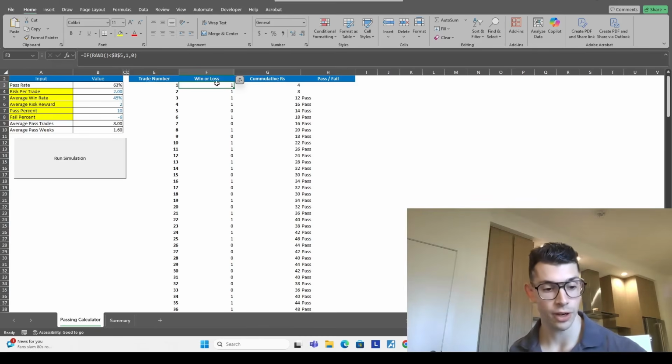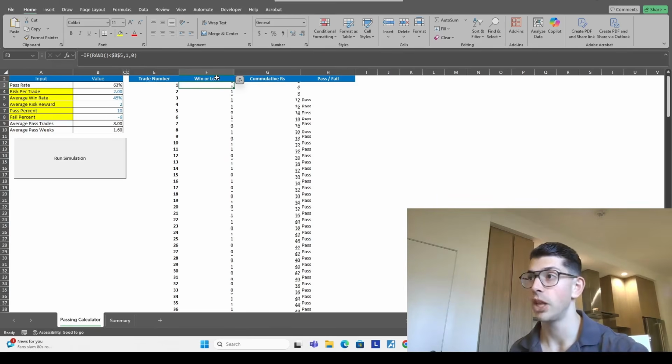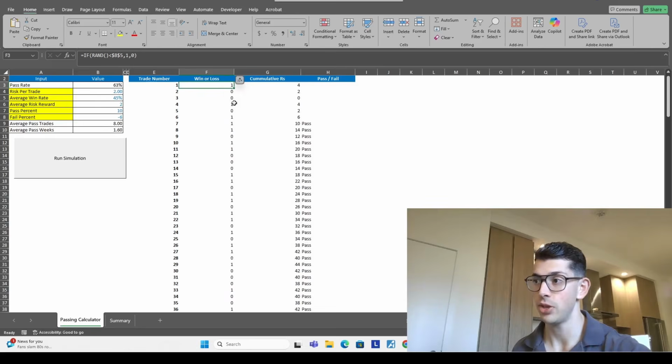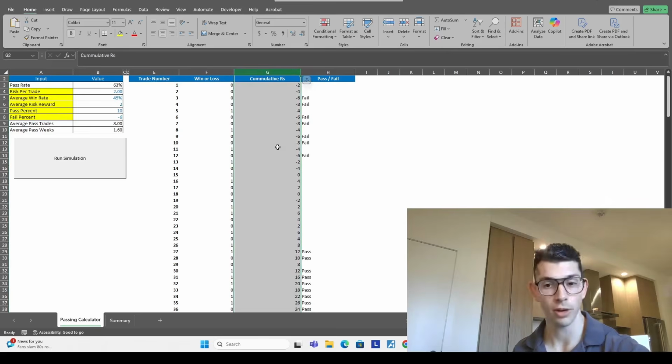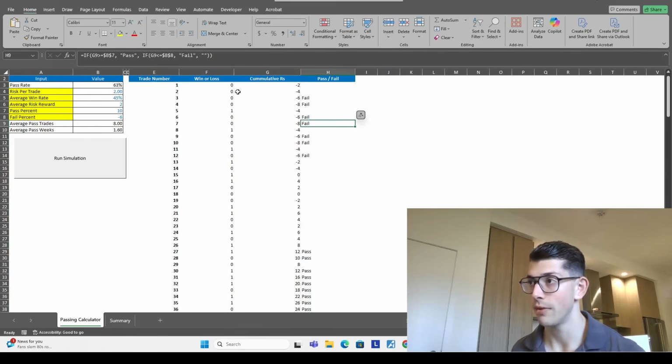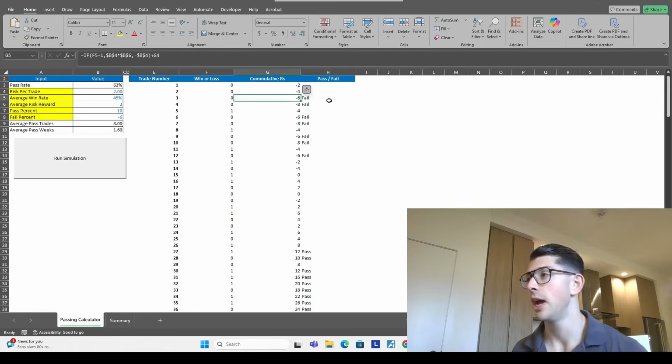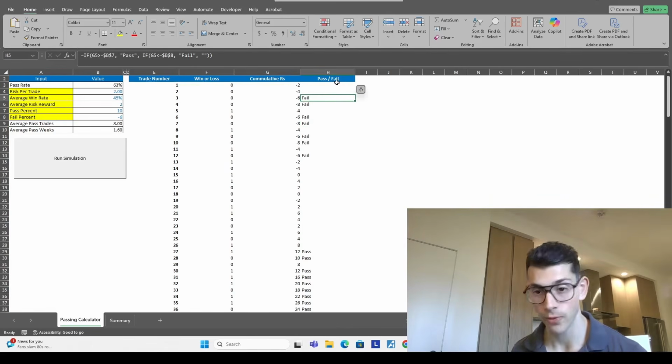Let me see if I can refresh here. If we press F9, you can see that these are constantly randomly generated in terms of a trial. In this column, we're doing cumulative R's. For instance, here we have 3 losers in a row, so it's -2%, -4%, -6%. And this would be whether or not we pass or fail. What we have to look at is whichever word comes first.